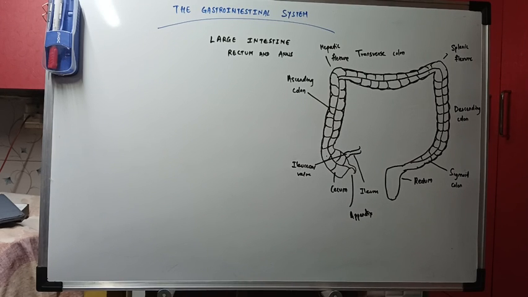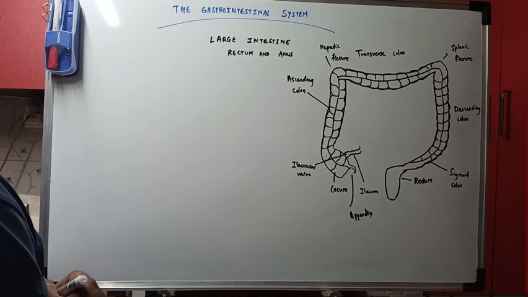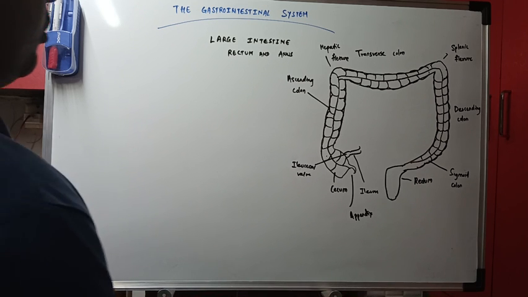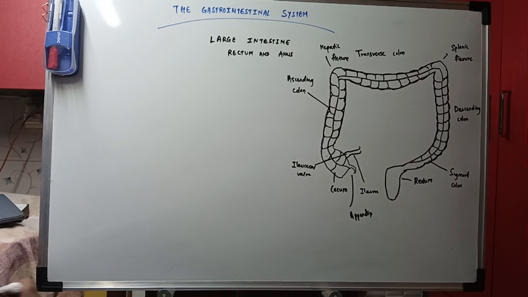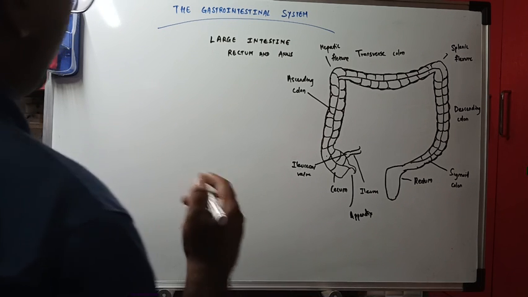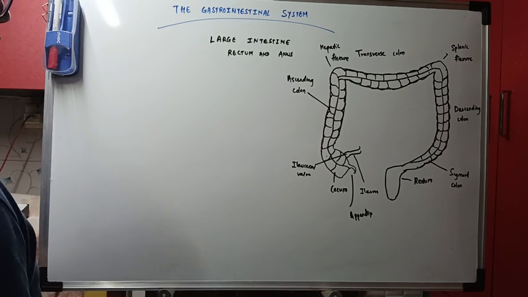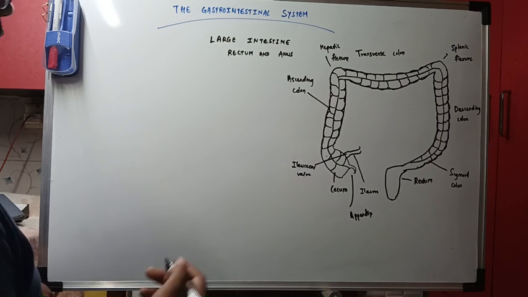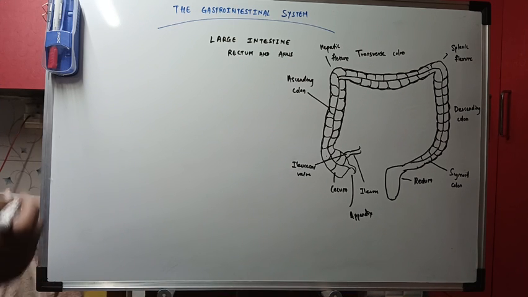Hi friends, in this video we will see regarding the large intestine, the rectum and anus. We'll take a close recap of what we have learned till now, that is mouth, esophagus, then stomach, then small intestine.